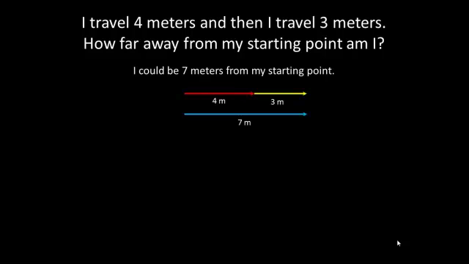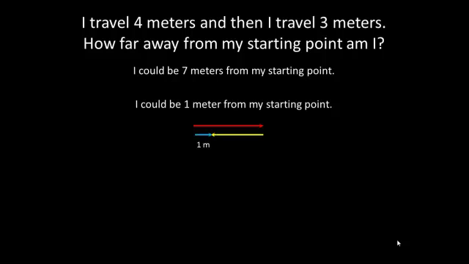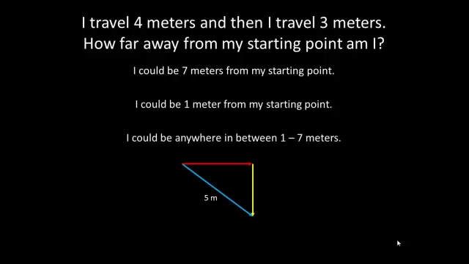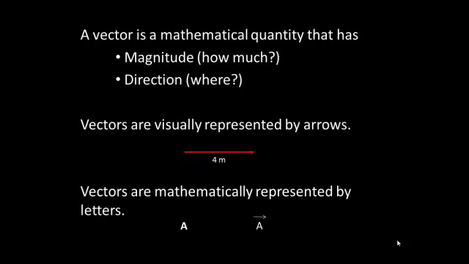All right, so there you have it. I could go anything from 7 meters to 1 meter, or anywhere between 1 and 7 meters. We are going to consider a vector to be a mathematical quantity. Just as we've talked about before, it can have magnitude, that's the how much, and direction, the where.